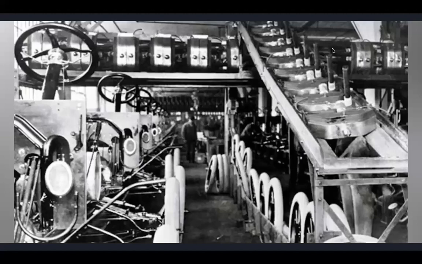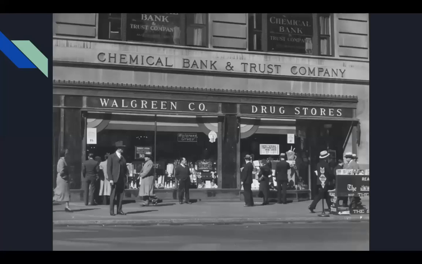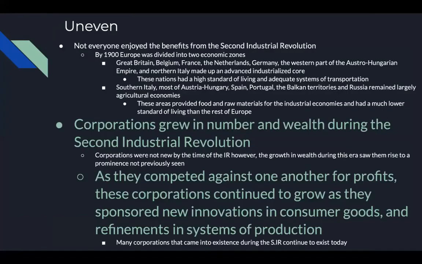So here's an assembly line of Henry Ford building the Model T, because that's what he's famous for. But he's also famous for interchangeable parts, making different items be used for different inventions. First, Walgreens drugstore right there. Division of labor. Each worker has a specific task.